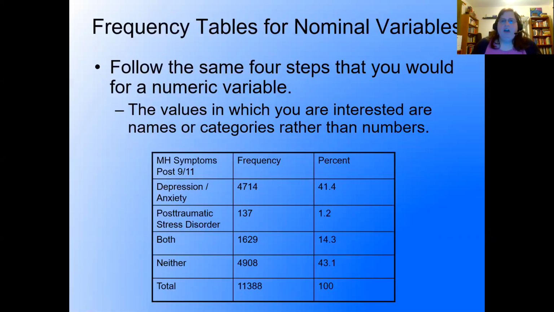Okay. Now you can also have a frequency table for nominal variables, and you would follow the same 4 steps that you would for a numeric variable. The only difference is the values in which you are interested are names of categories rather than numbers. So as opposed to having something that would go from 0 to 10, we now have mental health symptoms post 9/11.